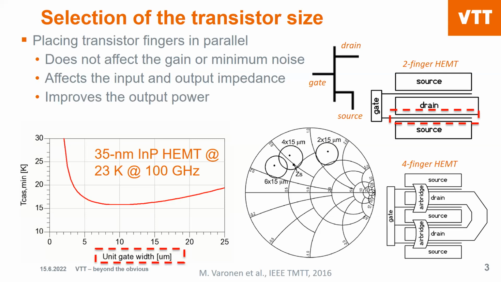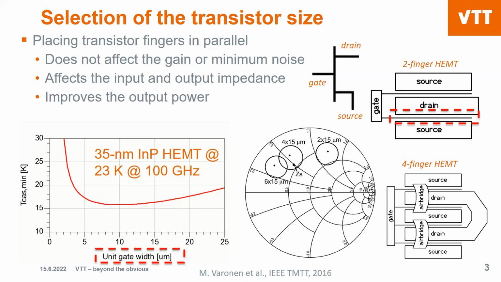And another thing is that when you put these fingers in parallel, like in the 2-finger case or 4-finger case, ideally, the noise or gain doesn't change at all. So you can ideally put these fingers as many as possible in parallel, like in the 4-finger case, and you still get this lowest noise possible for this technology. So one thing that you need to think about is that you need a certain size for the transistor, and that you can see on the Smith chart in the middle.